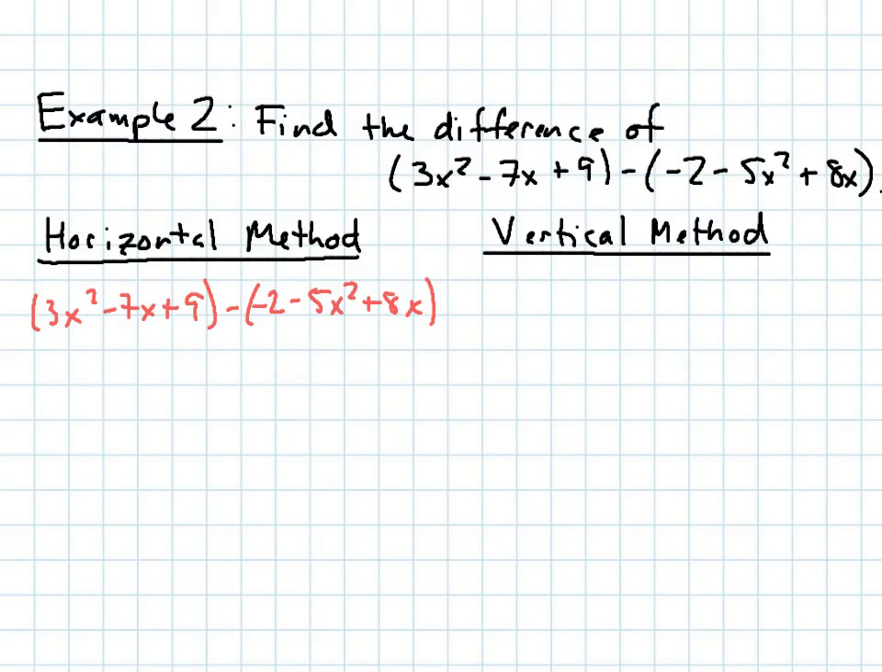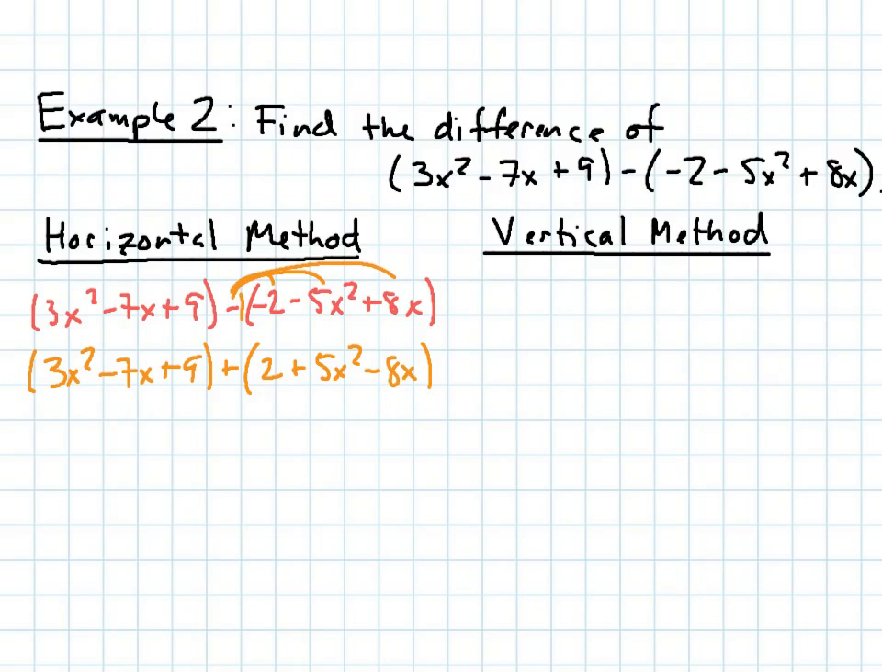Taking the -1, I'm going to distribute it through to each of my values, not just to the first, but to each of the ones behind the -1. That gives me 3x squared minus 7x plus 9, and then plus a positive 2 plus 5x squared minus 8x. Notice how each sign changed because I multiplied a -1 to each one, not just to the first one. That's the biggest mistake that every kid makes.